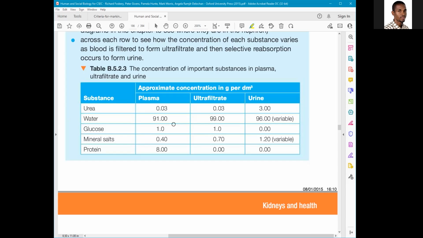Where are we? For water in the plasma, you have 91, I said percent, I didn't mean percent. I mean grams per liter. A dm cube is 1 liter, a cubic decimeter is 1 liter. So in the water, you have 91 grams per liter. In the ultrafiltrate, you have 99 grams per liter. And in the urine, you have approximately 96 grams per liter. And this is variable depending on how thirsty the person is and how much water they might have lost from sweating and so on.